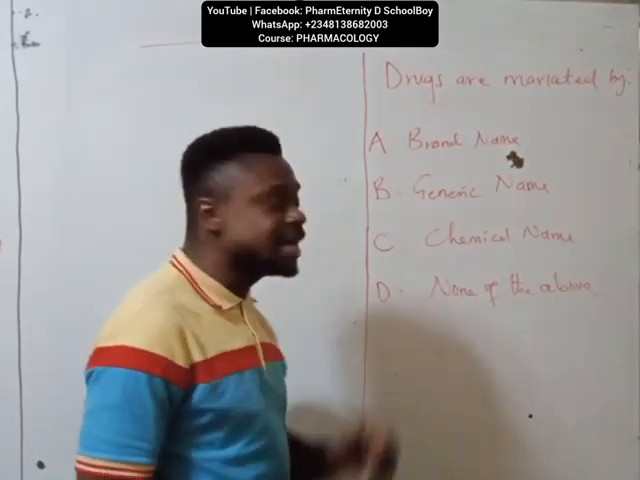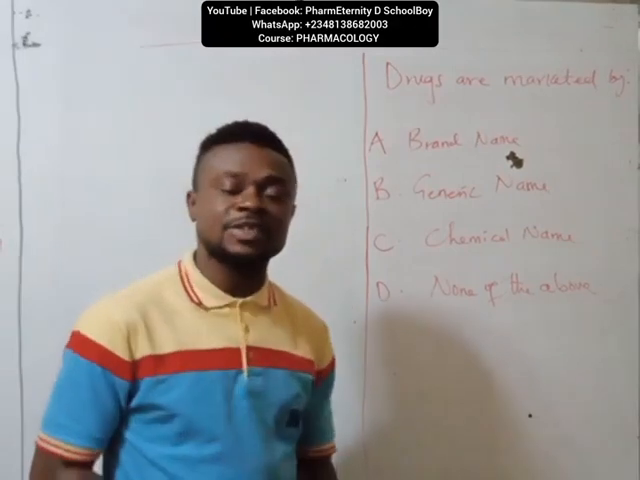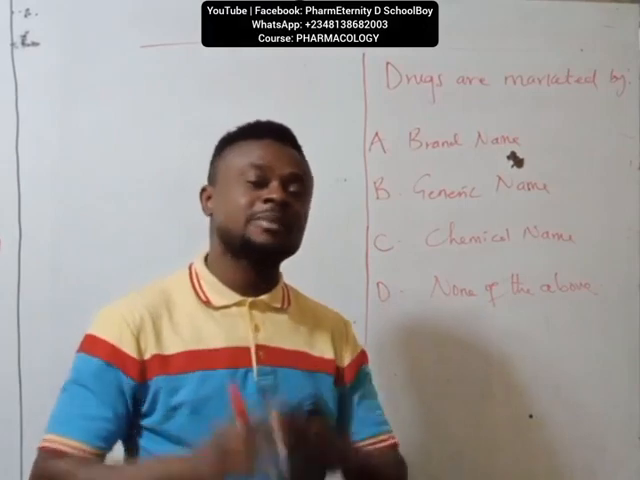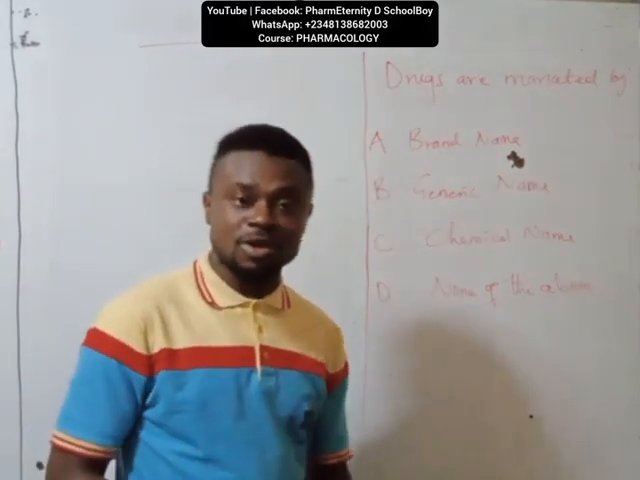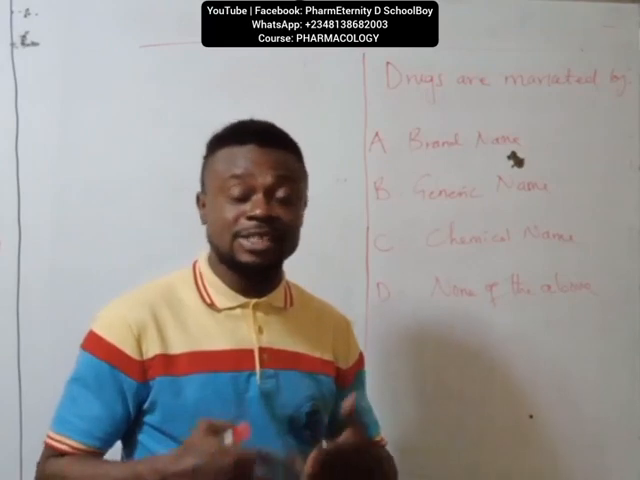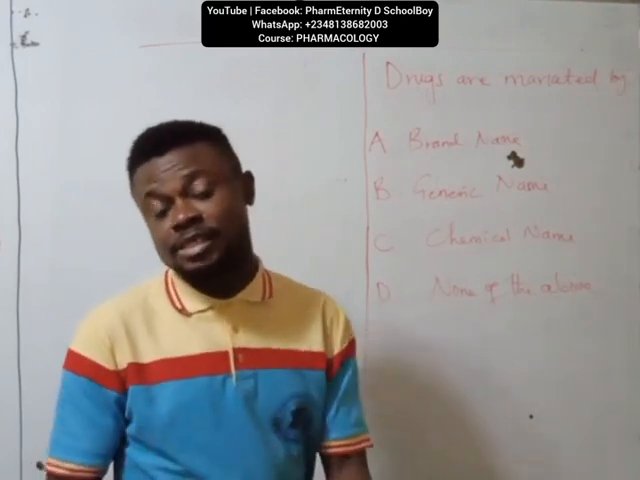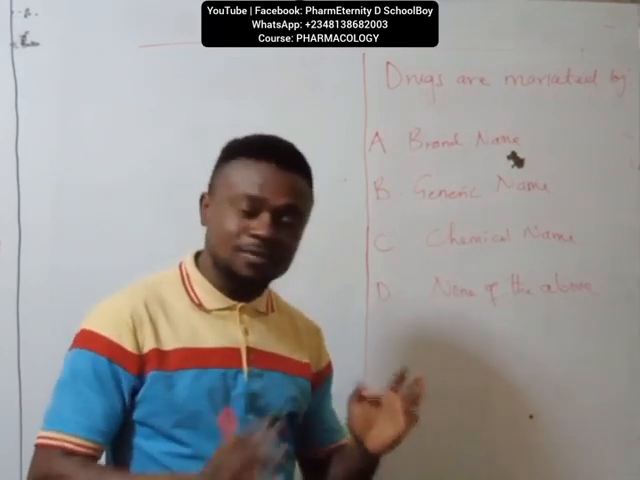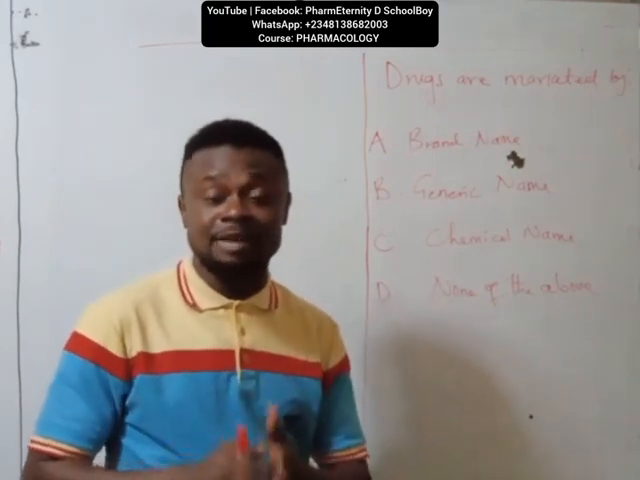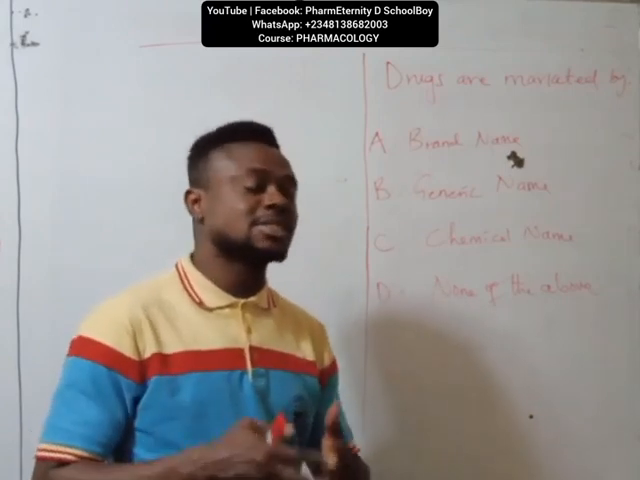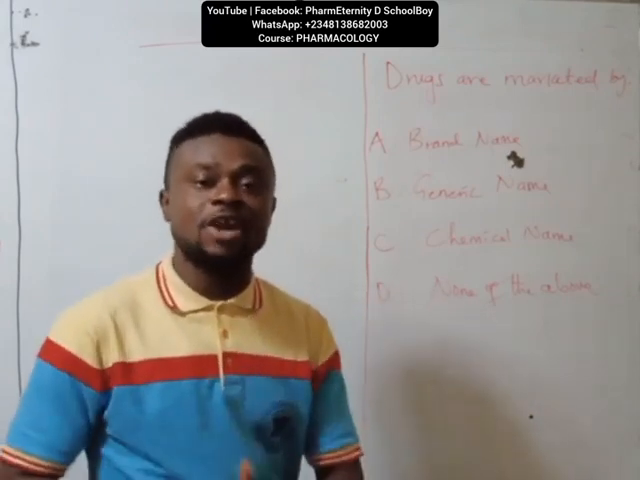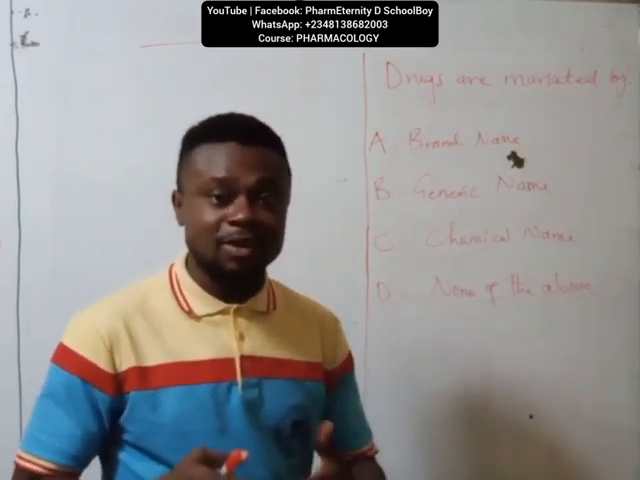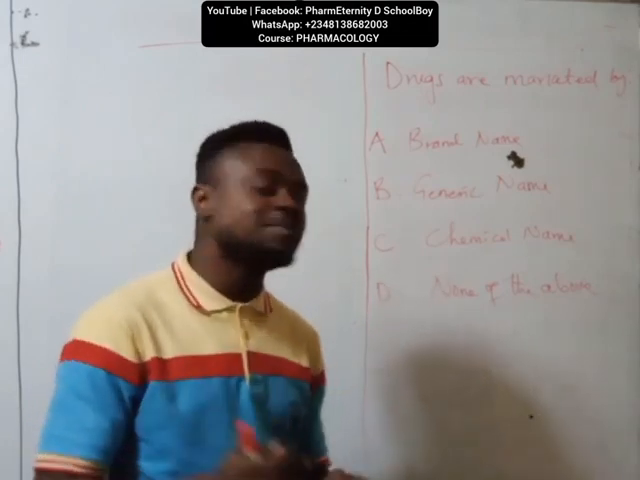Now let's go. Brand name. What is the brand name of a drug? Okay. Let me do this. Let me start from chemical name. Drugs can be gotten from natural source, synthetic source, or semi-synthetic source. Either any of these ways, a drug can be sourced. Now, when this drug has been sourced and proven to take care of a particular disease or manage a particular condition, the next thing is to name that drug.